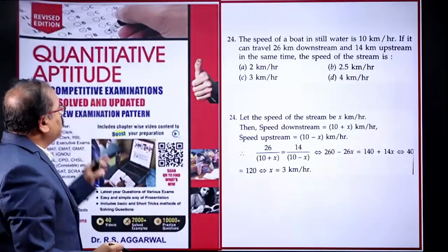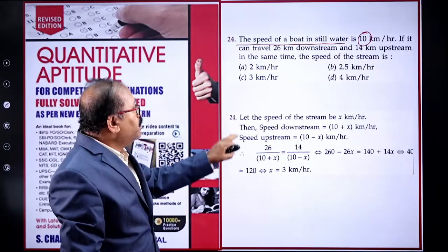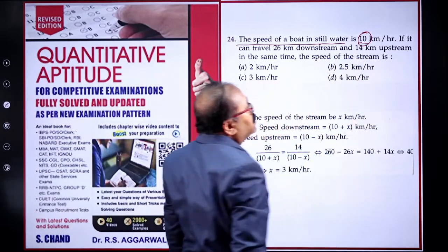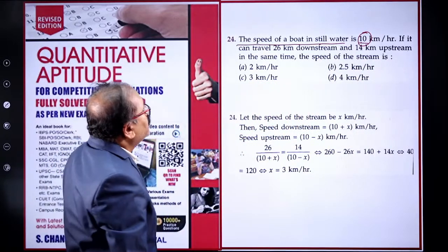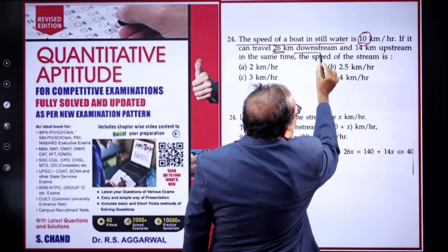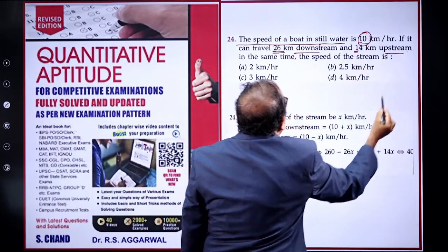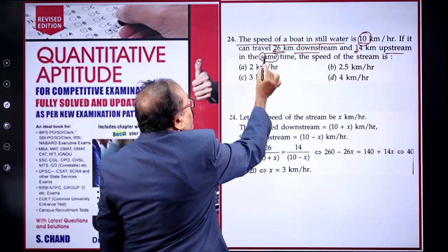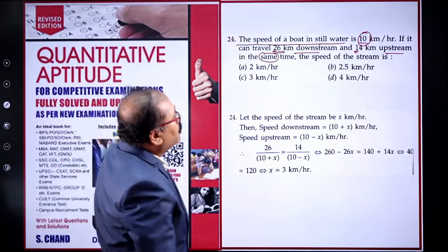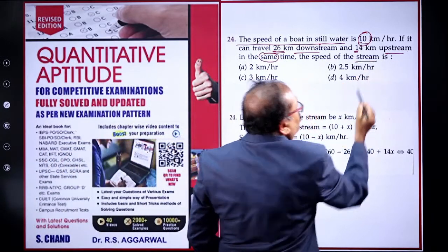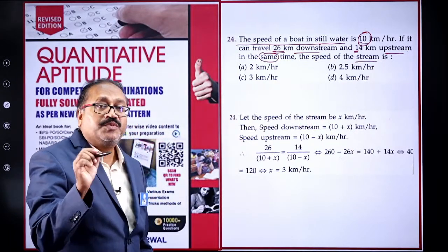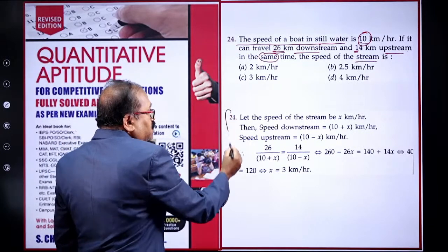Now in this book, the question number 24 and its solution. Here the speed of the boat in still water is given to us, 10 km per hour. And the boat travels 28 km downstream and 14 km upstream at the same time. Same time. The time ratio is 1:1. Okay. Now in the previous question, we found the speed of the boat. Now here, the speed of the stream. So here is the answer.